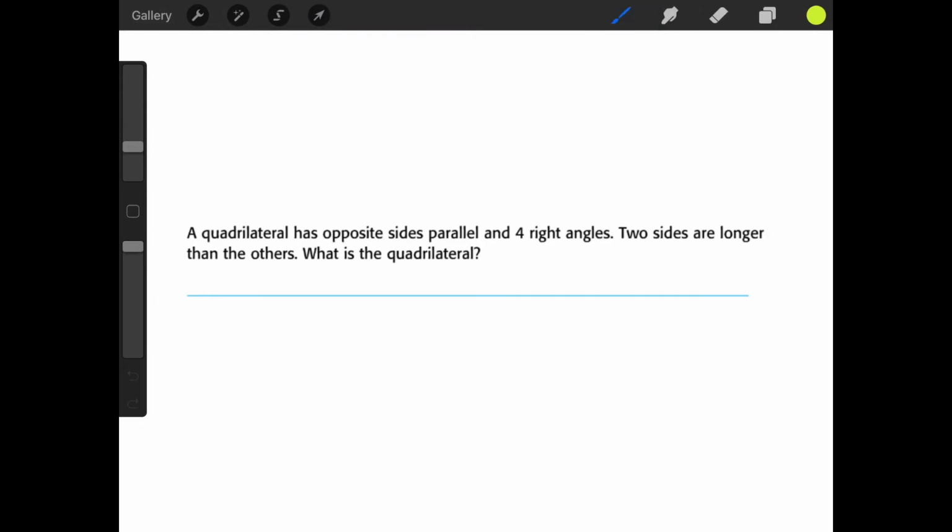A quadrilateral has opposite sides parallel and four right angles. So all opposite sides are parallel. It has four right angles. Two sides are longer than the others. What is the quadrilateral? So two sides are longer, and it has to have four right angles. So it is a parallelogram, but it is also a rectangle.